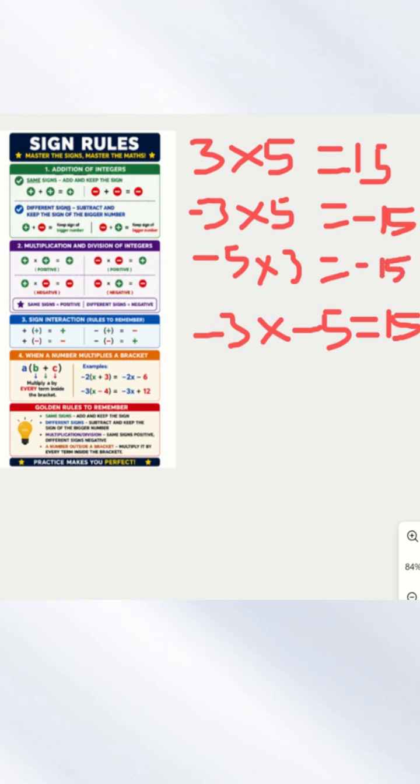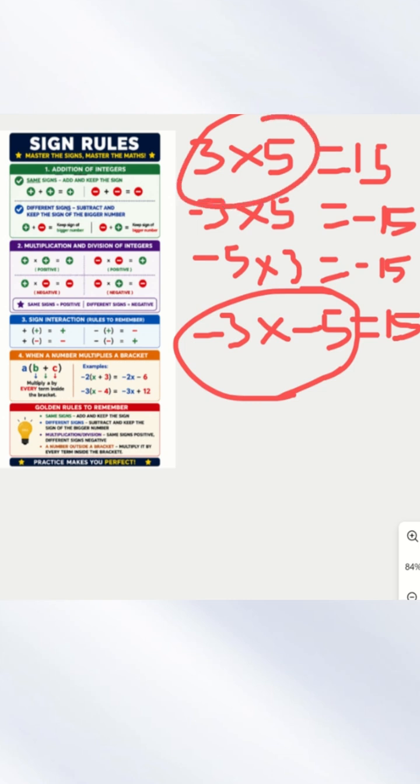So when the signs are different in multiplication, the answer must be negative. And when the signs are the same, that is either both positive or both negative, the answer must be positive. Once the two numbers have the same sign, the answer will be positive.